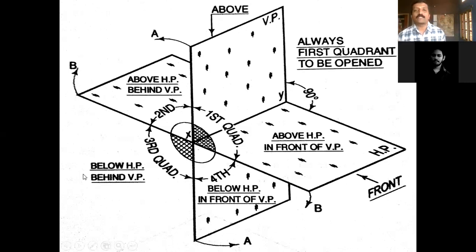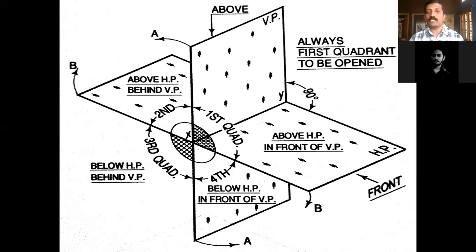For example, assume that the object is in the first quadrant. Then how do we define the position of this object with respect to HP and VP? If the object is in the first quadrant, somewhere here, the object should be above HP some distance and in front of VP some distance. Then only can I say the object is in the first quadrant. Once again, I'll repeat it. If the object is situated somewhere in the first quadrant, see, look at the cursor. Wherever the cursor is, the object is situated here.